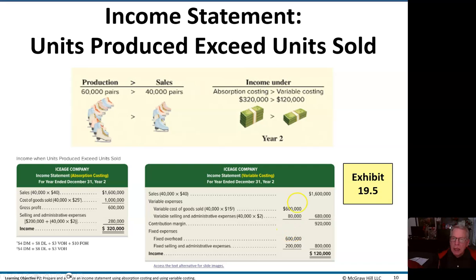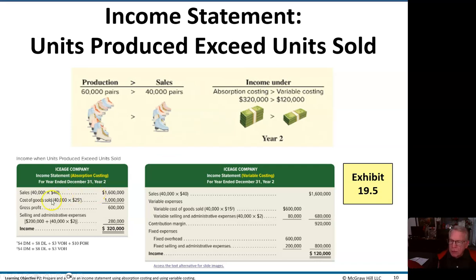Now, here, the units produced are going to exceed the units sold. So we produced 60,000 pairs, but we've only sold 40,000 pairs. So the income under absorption costing is going to be $320,000.